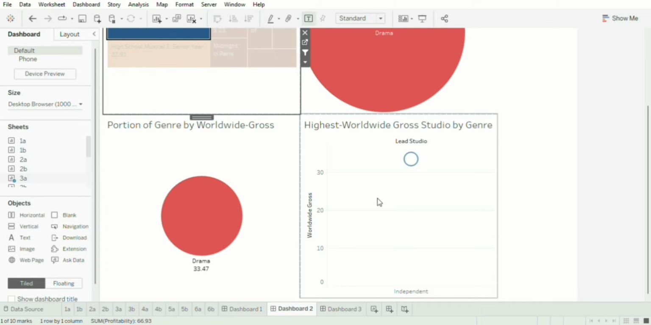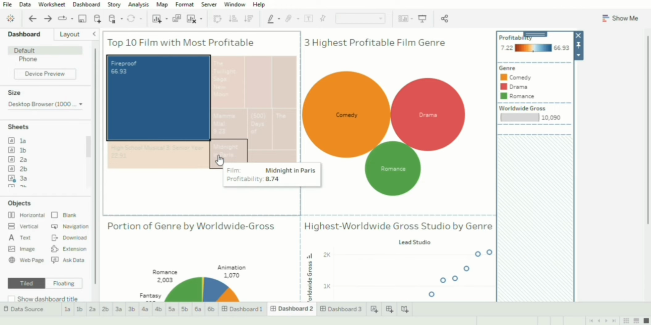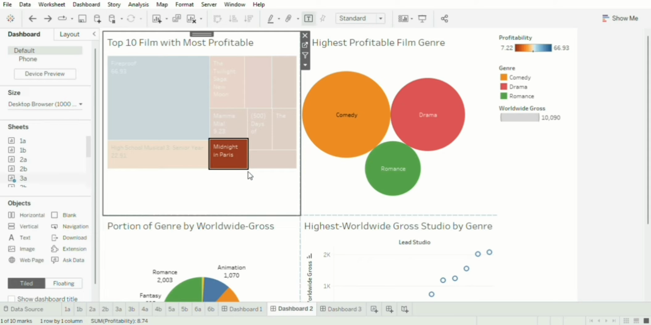Maybe the company that makes the drama will be interested in the independent studio. Okay, look. Now let's see again, this is Midnight in Paris. As we know from before, Midnight in Paris is of high interest because this film is in a high position in both audience score and Rotten Tomatoes. Let's click it.